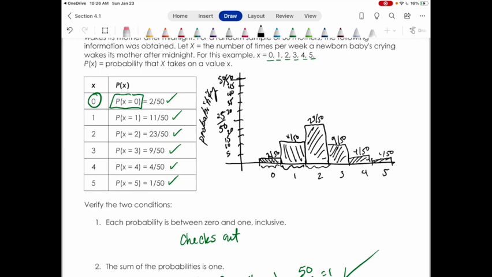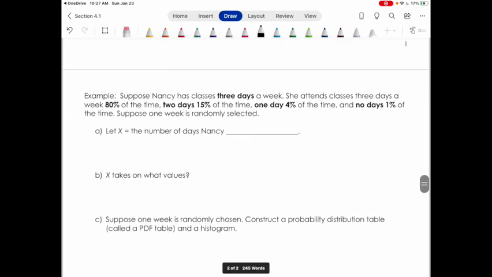So for example, if I wanted to find the event of having a 2 or a 3 in this case, it would be equal to the sum of the area of those bars. So if I had, let's say, event A, where it could be a 2 or a 3, the probability of A would be just the sum of those two areas of those bars. So it would be 23 over 50 plus 9 over 50, which would be 31 out of 50. That would be the probability of event A. So I can use this picture to visualize the probabilities of different events.